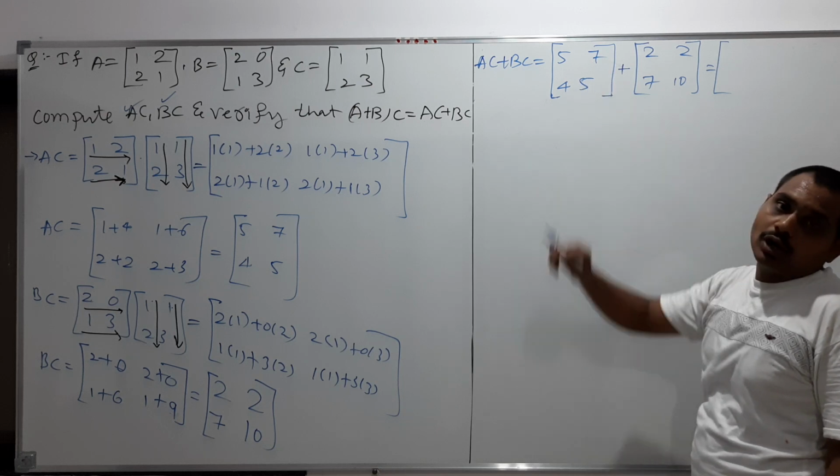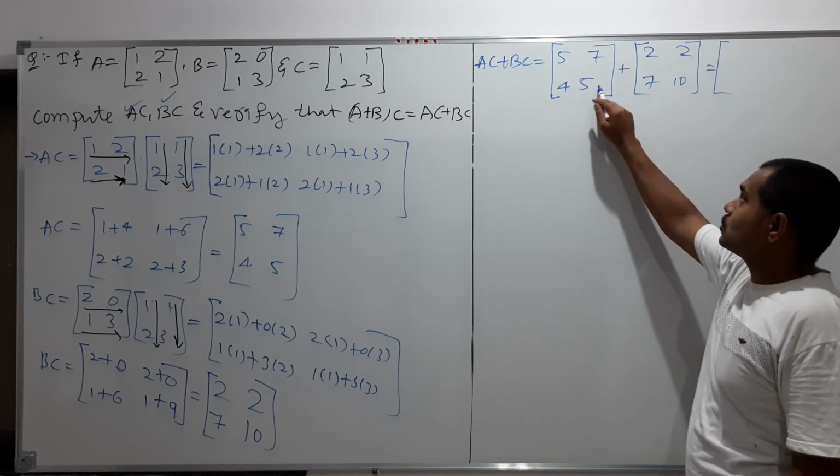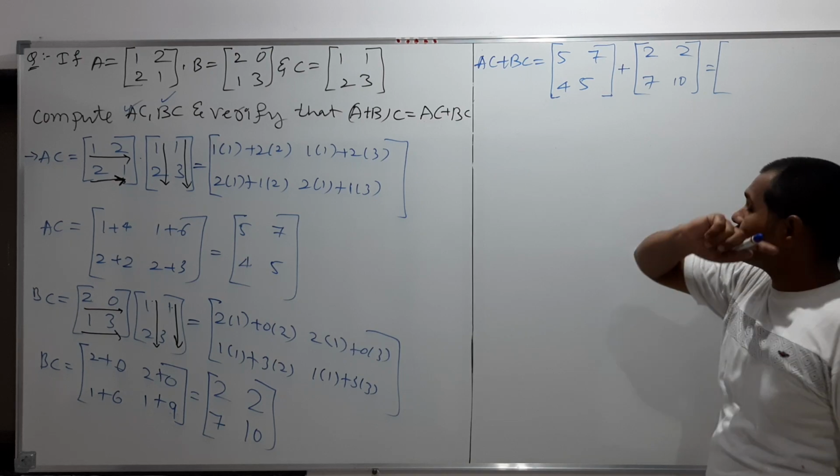Here there are two rows and two columns. So therefore the order of this matrix is 2 cross 2, and the order of this matrix is also 2 cross 2.